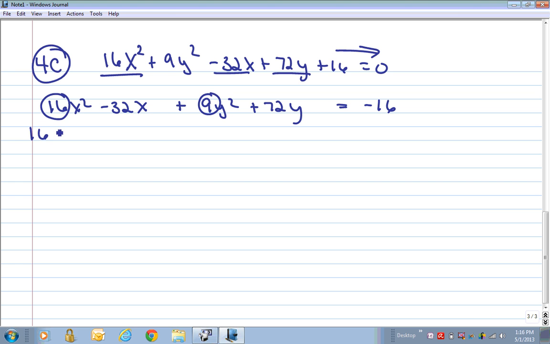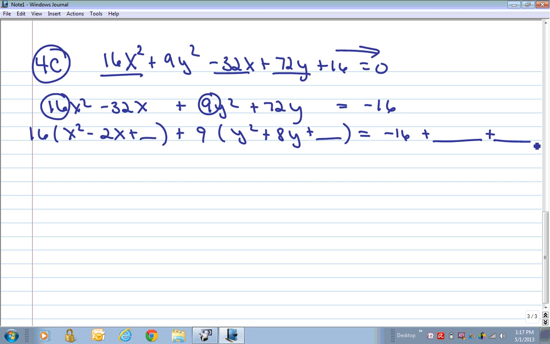So I take the 16 on the outside, and when I have x squared minus 2x, and then you can put a blank in there. And I'd keep my plus sign. I'd take my 9 out, and I'd have my y squared plus 8y plus my blank equals negative 16, and I'm going to have two blanks because I have two blanks over here.